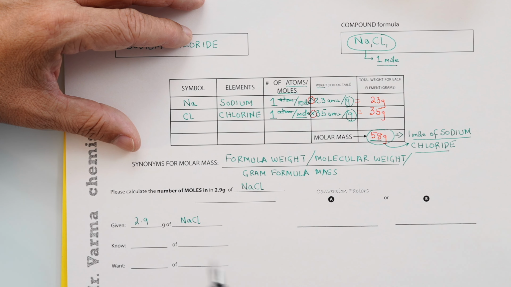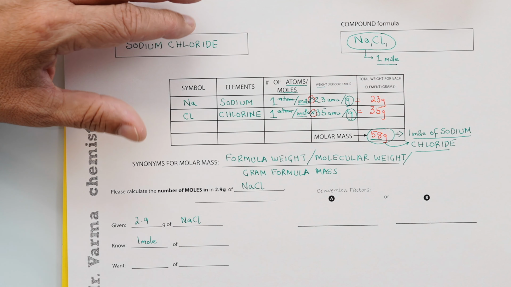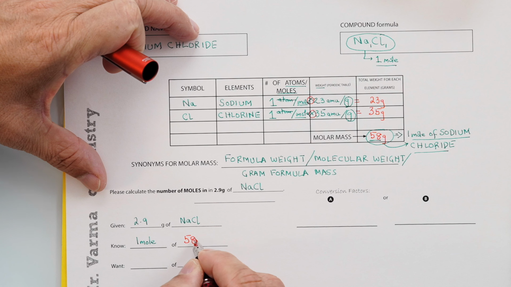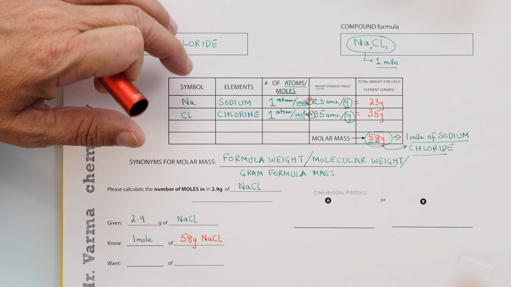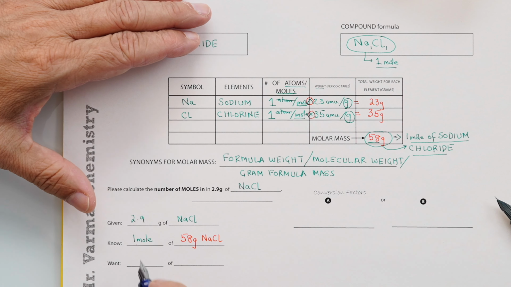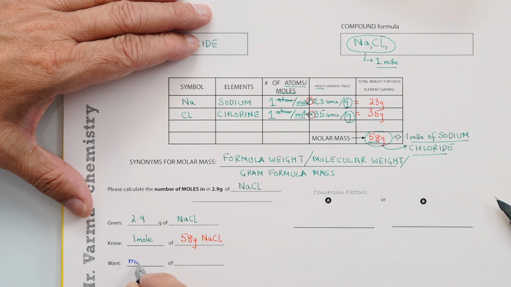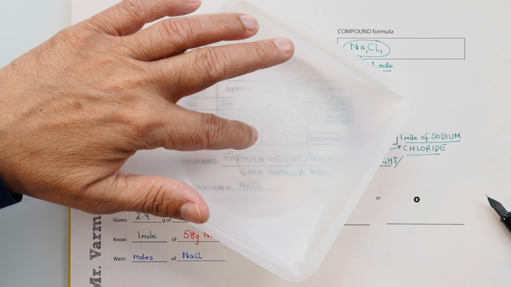What we know is that 1 mole of this particular chemical, so 1 mole of sodium chloride, is equal to 58 grams of NaCl. Okay, and what we're trying to figure out, I'm going to use all these different colors, hopefully it'll work, is the moles of NaCl. So what is the count? What is the moles of sodium chloride in this weight that we weighed out, which is this chemical right here?